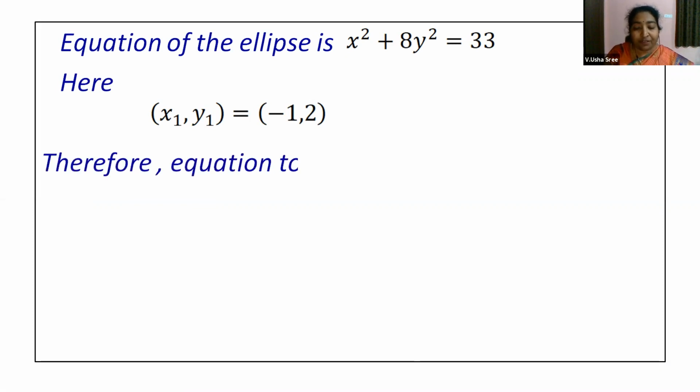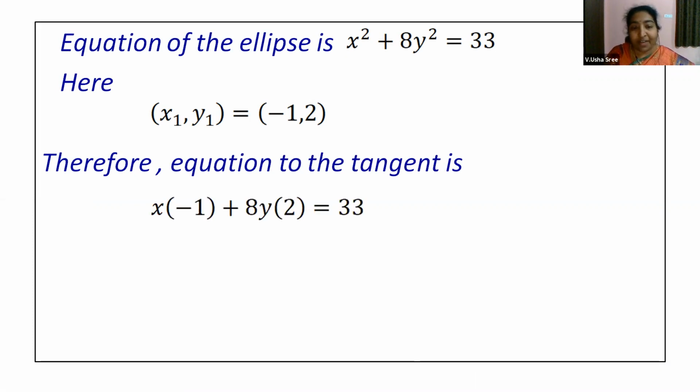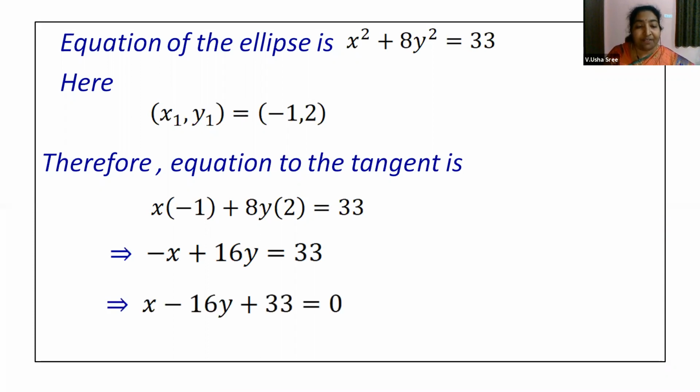Therefore, the equation of the tangent is x into -1 plus 8y into 2 is equal to 33. You can write it this way, or you can write it in the form x into x1 by a square plus y into y1 by b square equal to 1. Got it, children? So here you have it as minus x plus 16y equal to 33, or you can very well write it as x minus 16y plus 33 is equal to 0.